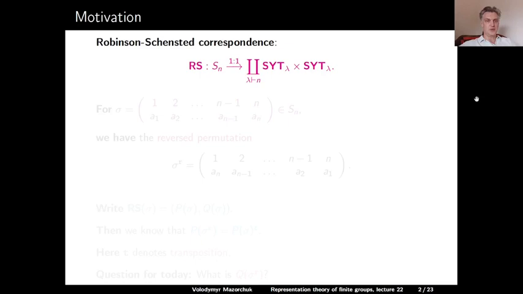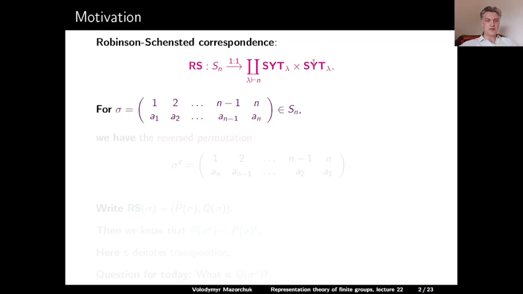Recall that we have a Robinson-Schensted correspondence, which is a bijection between the set of all permutations of n elements and the disjoint union over all partitions lambda of n of the Cartesian product of the set of standard Young tableaux of shape lambda with itself.